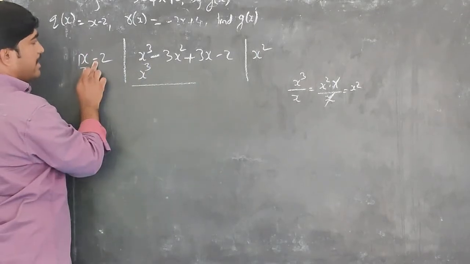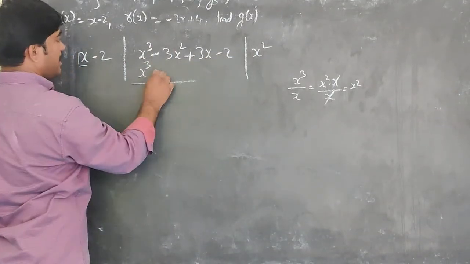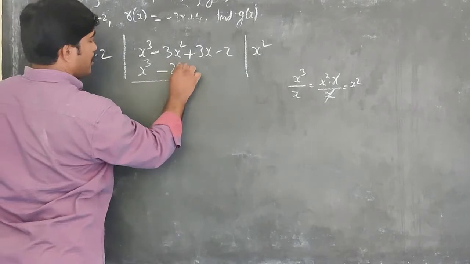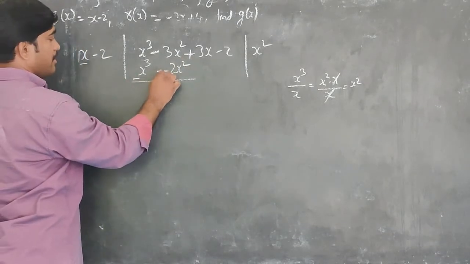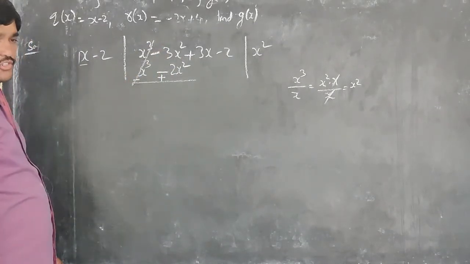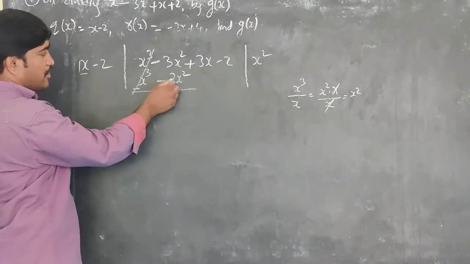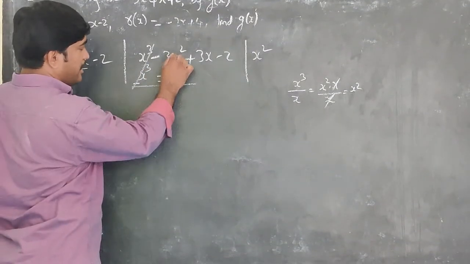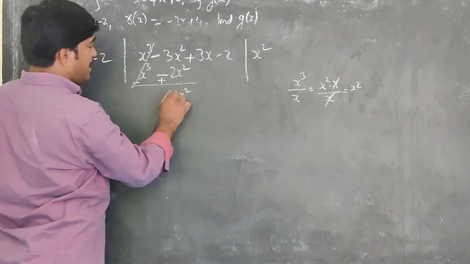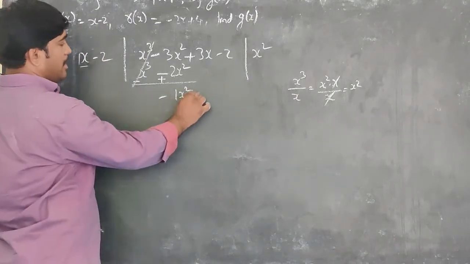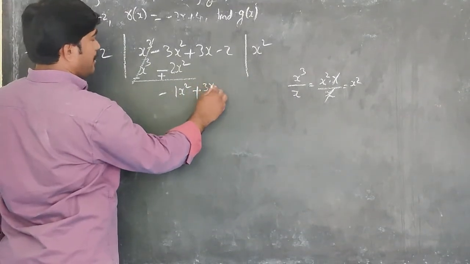Now minus into minus, plus; minus 2 into x square, 2x square. Now minus plus, change of sign. Now x cube and x cube get cancelled. Now this is plus 3 minus 1, so I can write 3 minus 2, 1x square, bring down minus plus 3x.